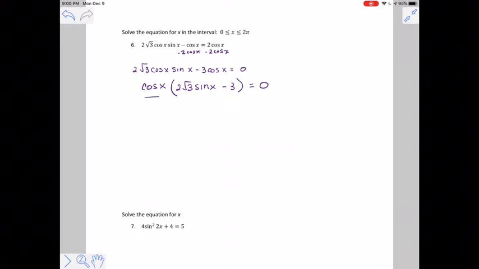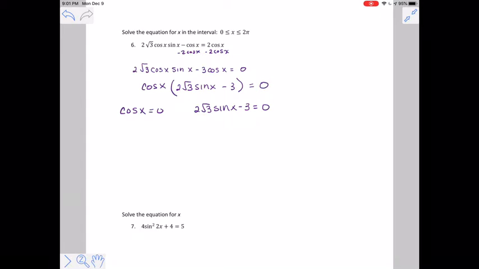and you're left with the product of these two factors, the product of which equals 0, which means each factor must equal 0. So cosine x equals 0, and 2 square root of 3 sine x minus 3 is equal to 0. Now solve each one of those equations separately. Here, if cosine x is equal to 0, that means that x is equal to the inverse cosine of 0.